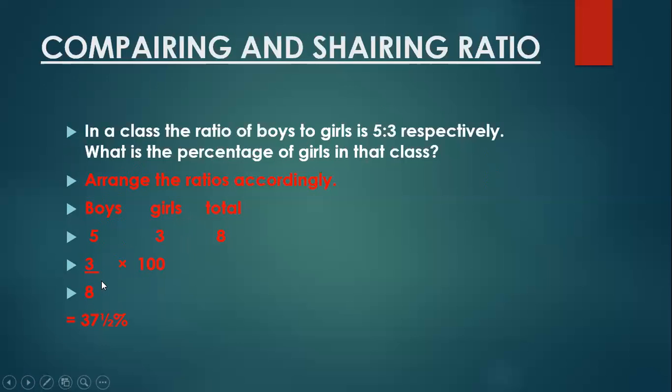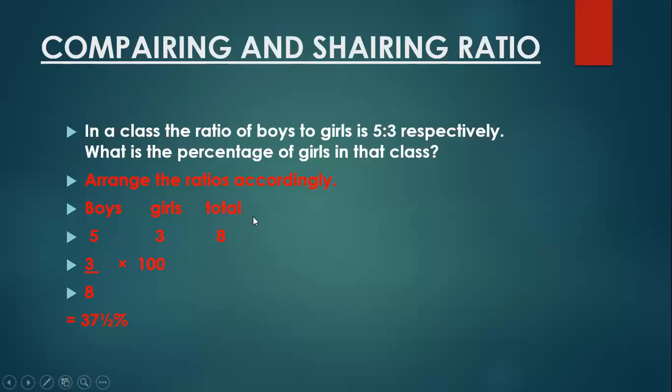So you can simplify: 100 by 2 is 50, 8 by 2 is 4, then by 2 again, 50 by 2 is 25 and 4 by 2 is 2. So 25 times 3 is 75. 75 divided by 2 is 37 and a half, or 37.5. Write it as a fraction like this: 37 and a half percent. That is the percentage of girls in that class. So you can simplify also and see if you'll get 37.5.